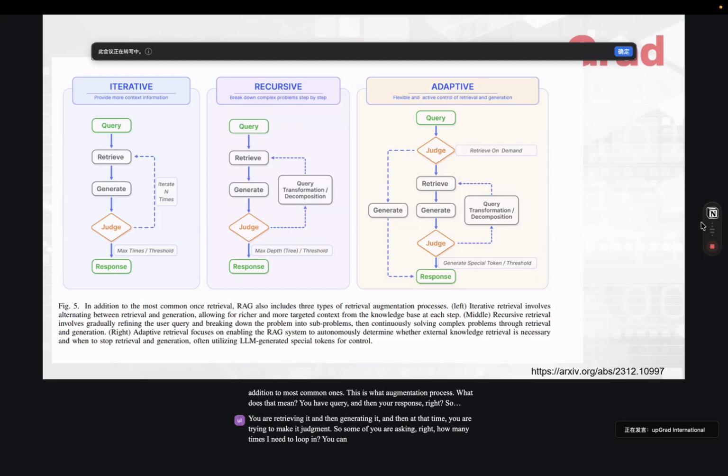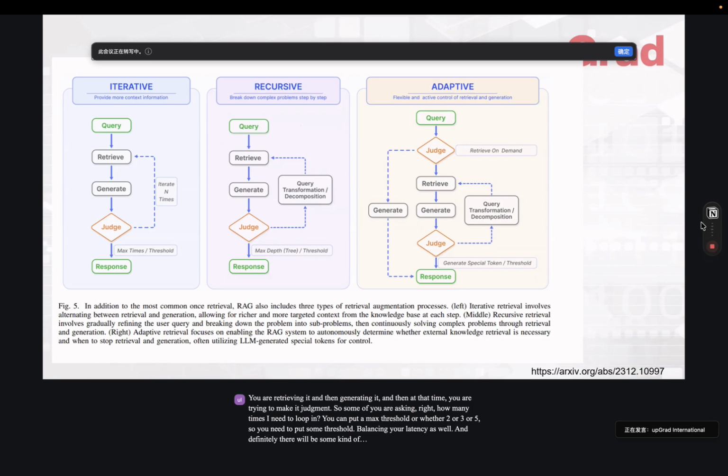Some of you are asking, how many times do I need to loop? You can put a max threshold, whether 2 or 3 or 5. You need to put some threshold, balancing your latency as well. And definitely there will be some kind of a threshold level of acceptance. When you get there, that is what we are talking about with the iterative approach.